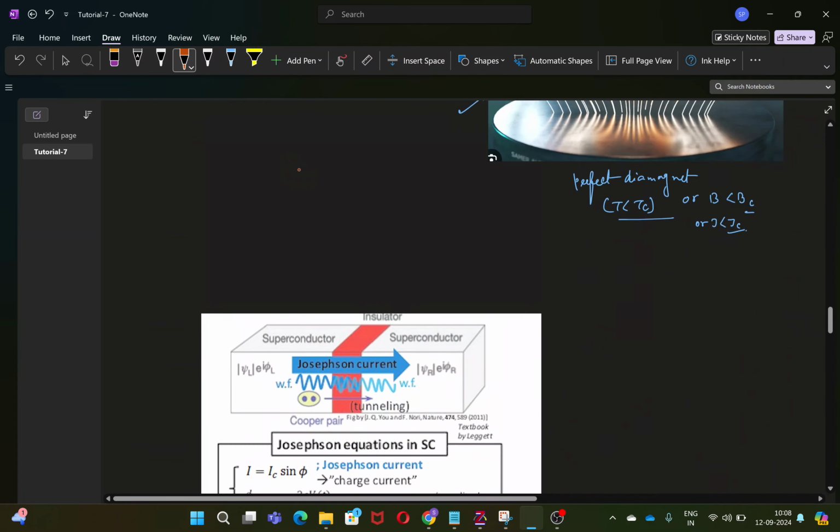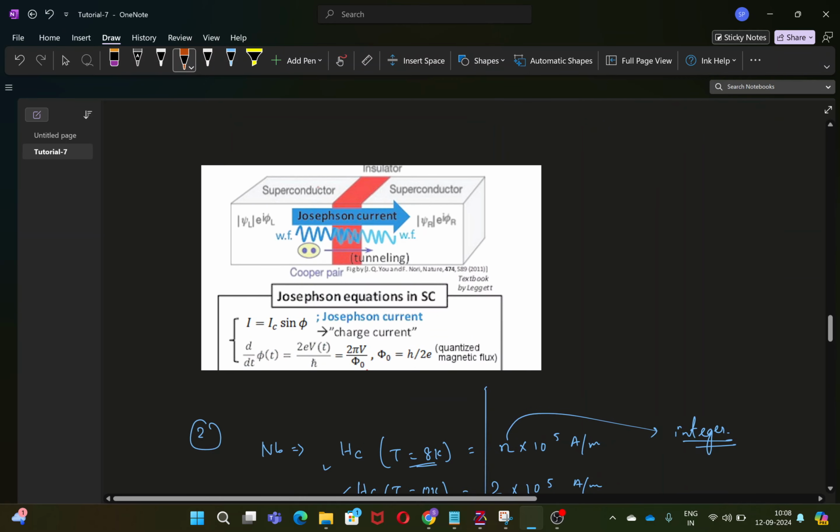Also, just to show you that I had inserted a Josephson junction picture for a better understanding of the schematic for you. So this is the same schematic that I had drawn earlier, that this red part is your insulating regime. So it is an insulating regime in between the two superconductors. So this is the superconductor on left and this is the superconductor on right. And the wave functions of the superconductor on both sides are written by psi l e to the power of phi l and psi r e to the power of phi r. Okay, just as I had written before.